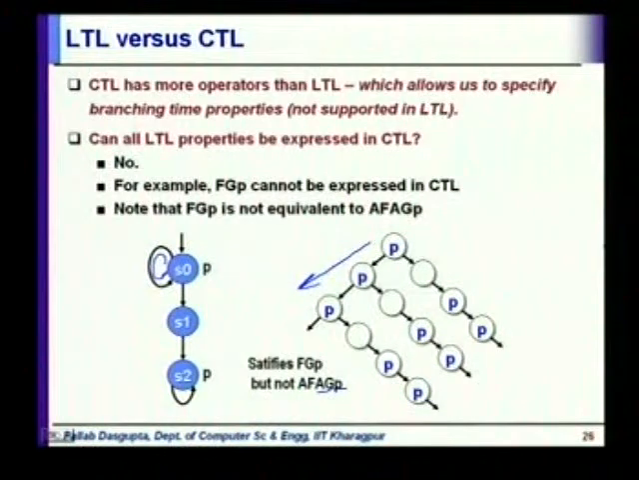Right? Now if you put in some more thought on this, you will see that this property cannot be expressed in CTL at all. There is no way that you can express it in CTL. So these two logics are such that none of them is contained within the other. You cannot express properties of one logic completely in the other one.